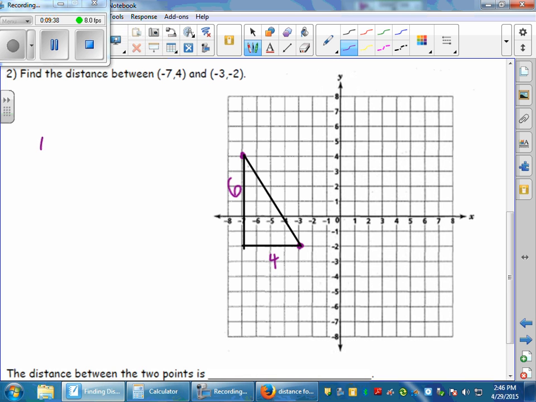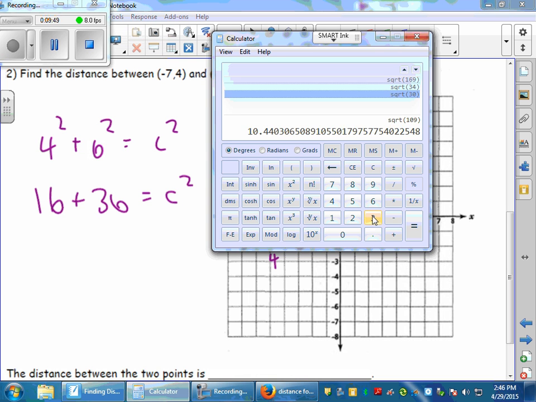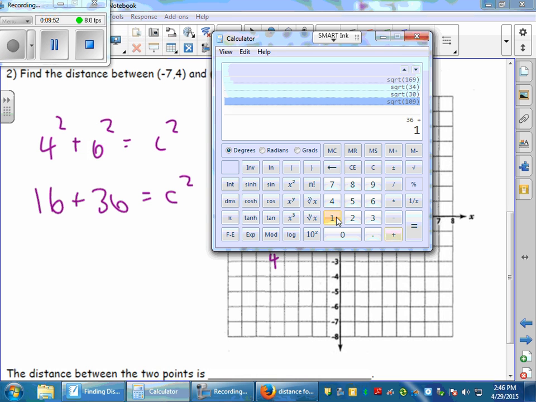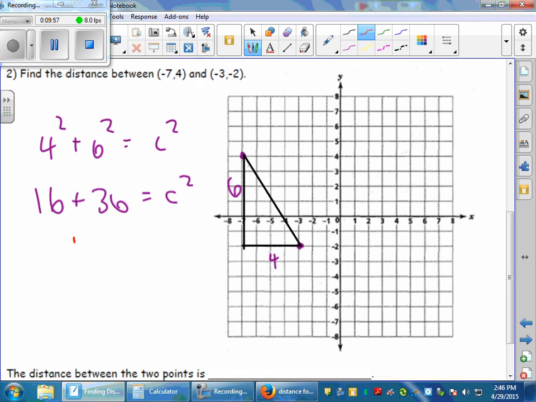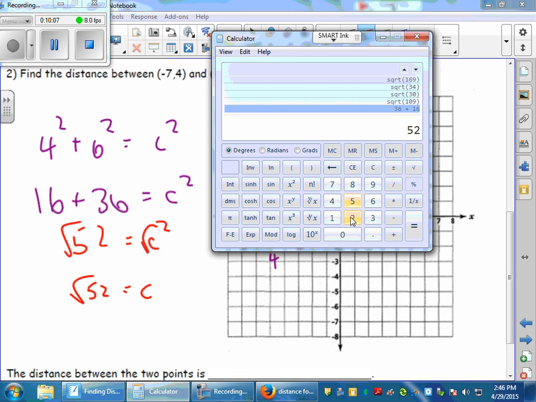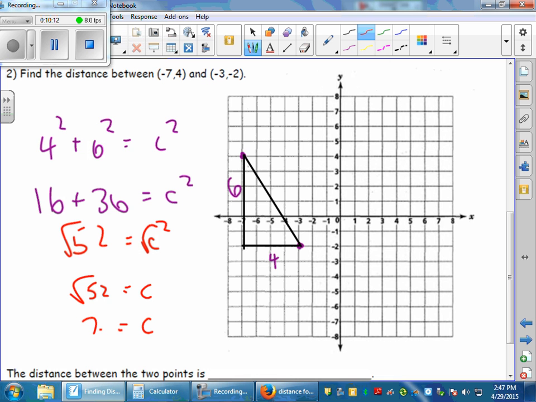So again, let's plug in. 4 squared plus 6 squared is c squared. 16 plus 36 is c squared. 16 plus 36 is 52, equal to c squared. So my answer is either the square root of 52, or if I wanted to round it off to the nearest tenth, 7.2. Okay, so the distance between these 2 points is 7.2, or the square root of 52.